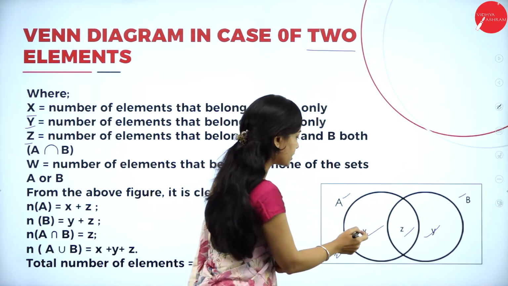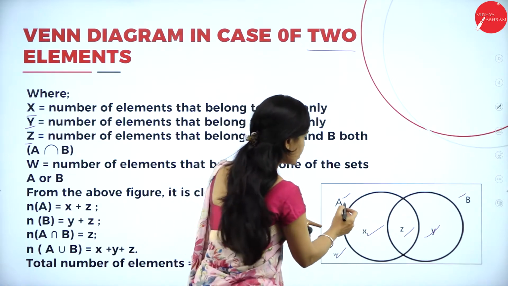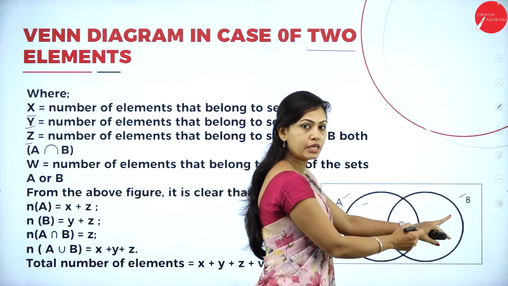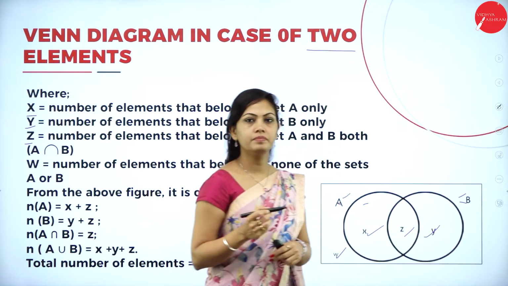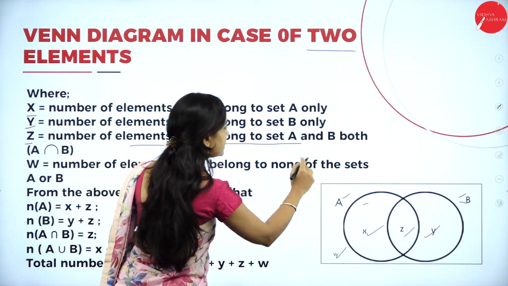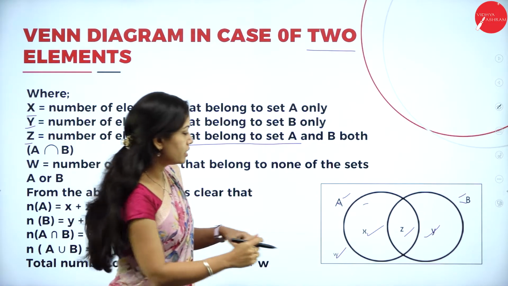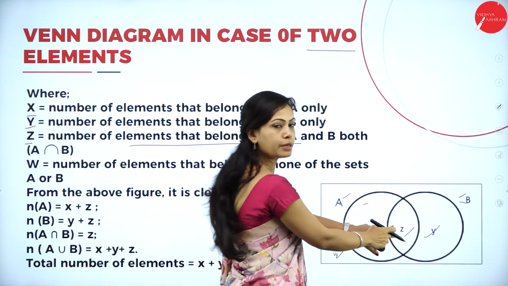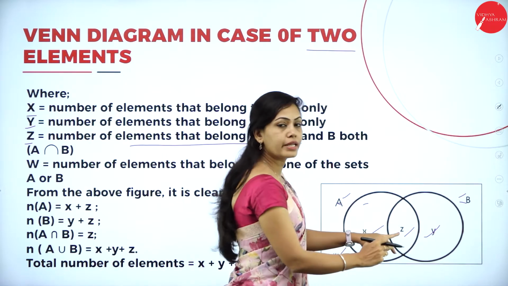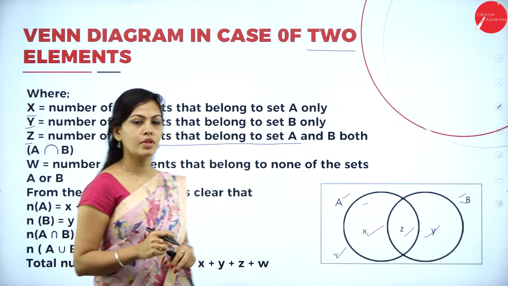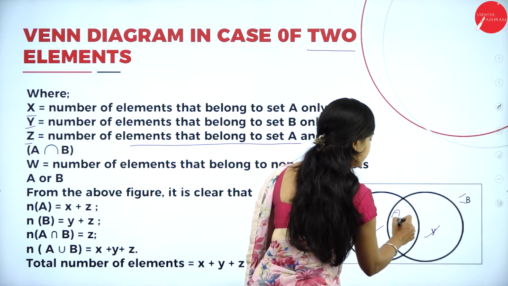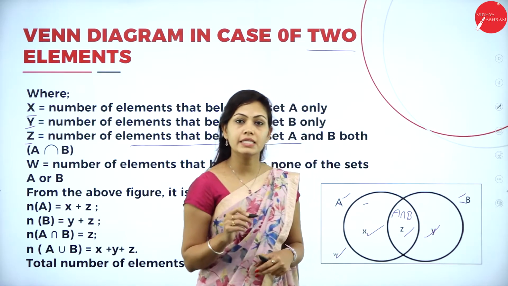X stands for number of elements that belongs to set A only, and Y means number of elements that belongs to set B only, and Z means the number of elements that belong to both set A and set B. Z means number of elements that belongs to both set A and set B. This is the overlapping area called Z. And here the Z area is considered as A intersection B. Why is it A intersection B?